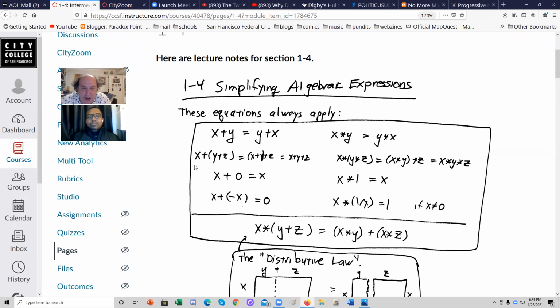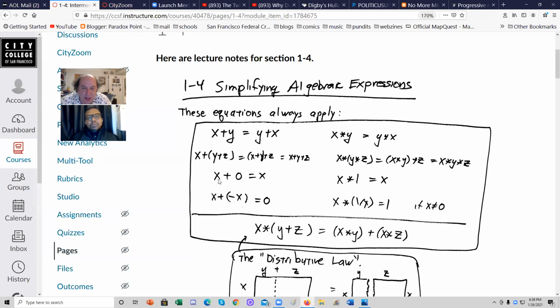This is the associative law. It's how you bracket things together. x plus (y plus z) equals (x plus y) plus z. And it doesn't matter, it's just x plus y plus z. You add all three together. Similarly with multiplication, x times (y times z) equals (x times y) times z. And again, it doesn't matter, it's x times y times z. So it doesn't matter which way you bracket them.